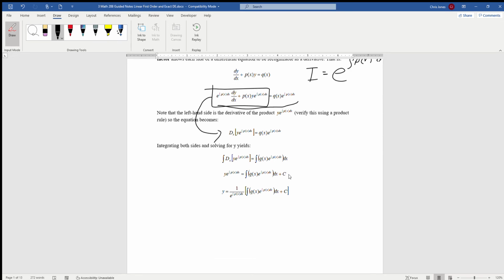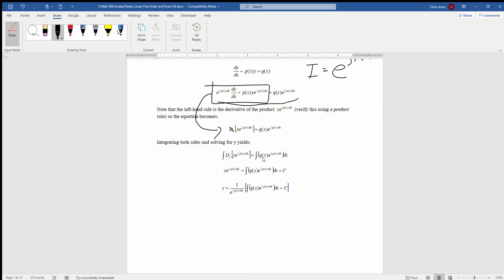We're going to integrate both sides to eliminate this dx. All right, so this is going to go away. And then finally, we can just divide both sides to solve for y by this integration factor. And so there's two ways to write the formula, if you would.